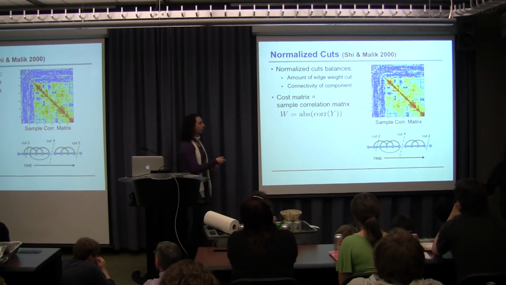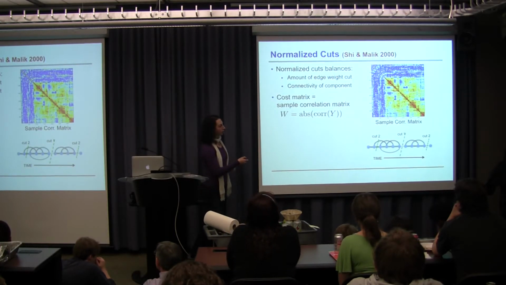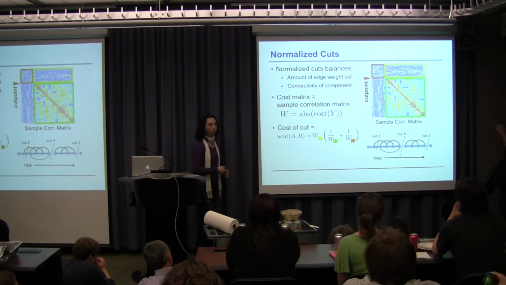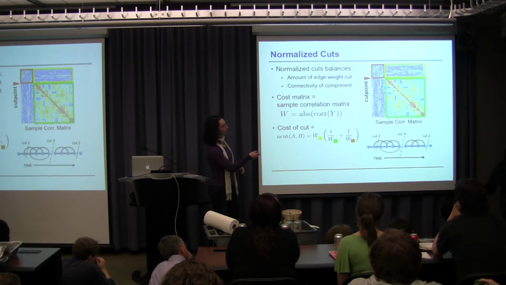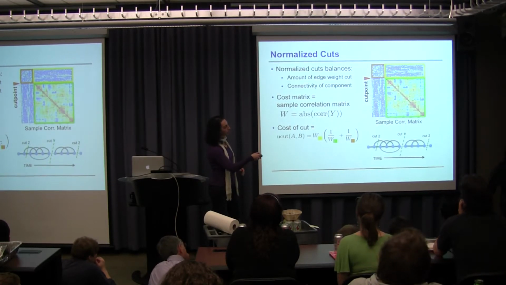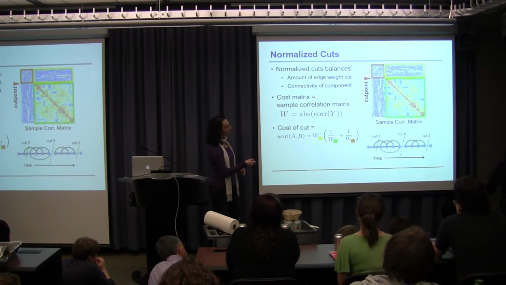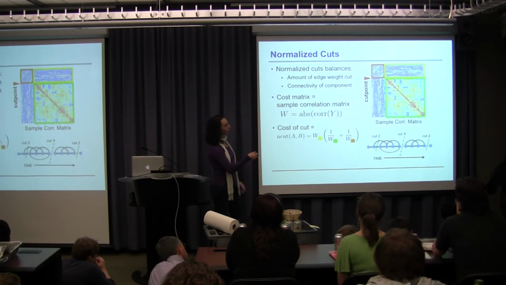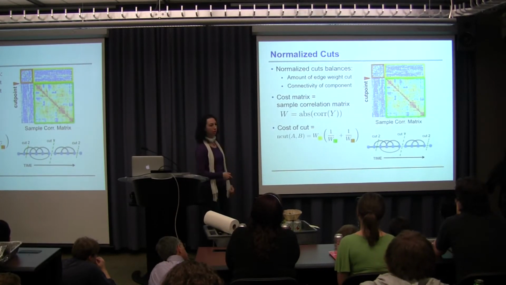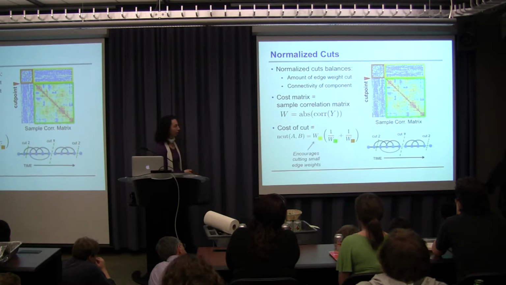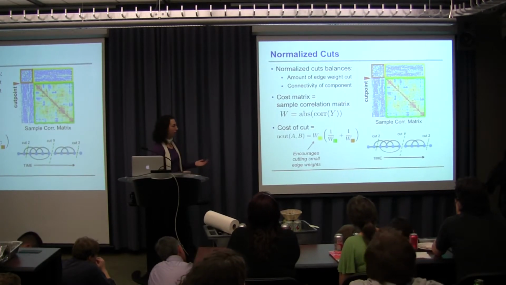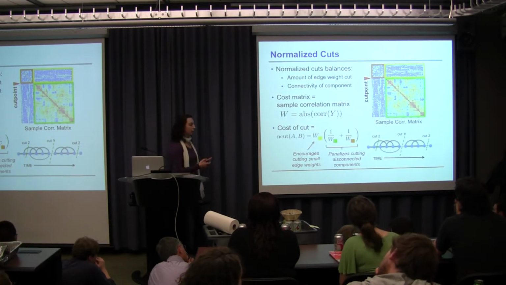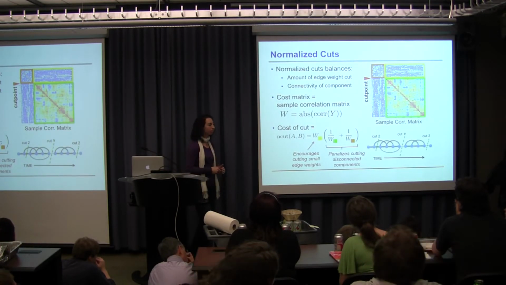And so here we're going to take our cost matrix to be the absolute value of the sample correlation matrix. And then the normalized cut metric says that the cost of a cut, such as the one shown here, is the sum of the weights in this yellow box times the reciprocal of the sum of the weights in the orange box and the green box. And what this does is it balances between encouraging cutting small edge weights and penalizing cuts of disconnected components.